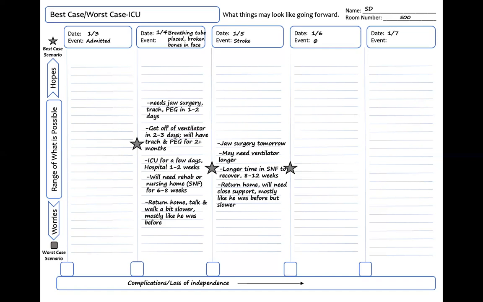On the morning of 1/7, he again had no events the day before or overnight. I write a 0 for the event and place the star in the same position.